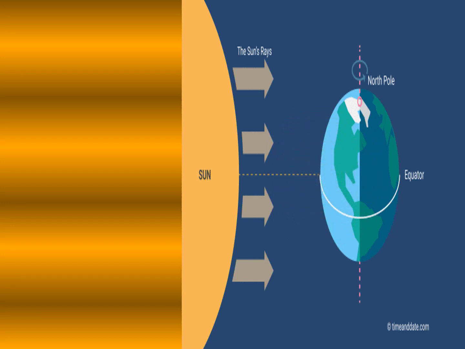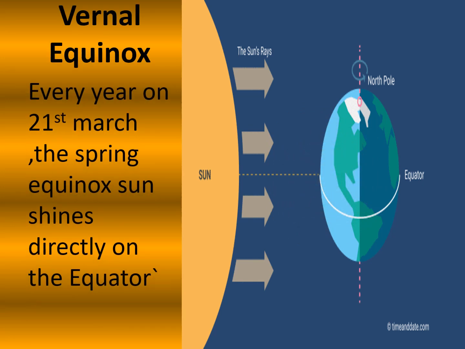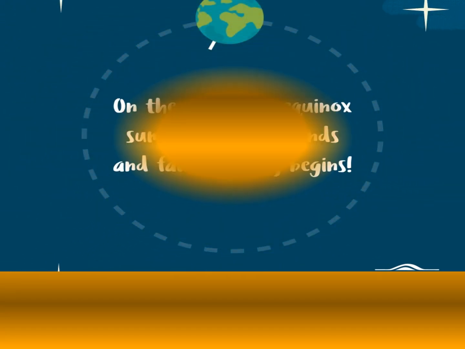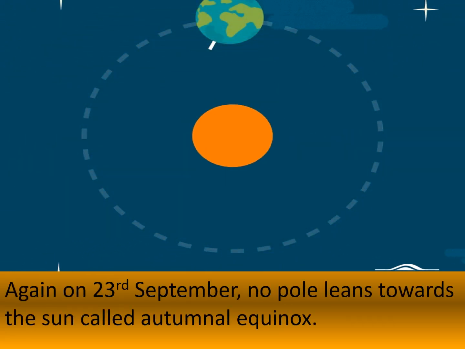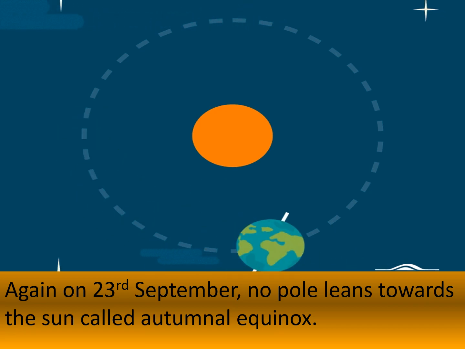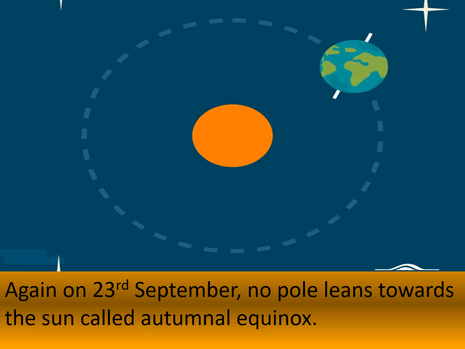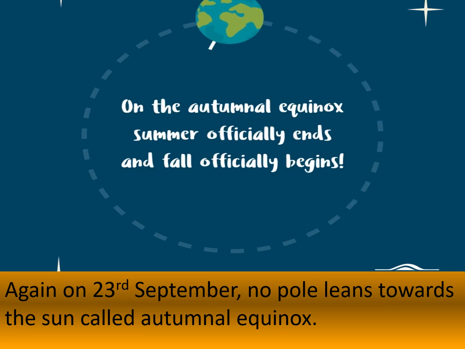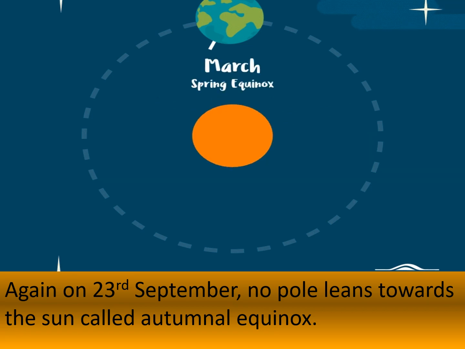Equinox are of two types. Vernal equinox. Every year on 21st March, the spring equinox, the sun shines directly on the equator. The northern hemisphere experiences spring equinox and the southern hemisphere experiences autumnal equinox. Again on 23rd September, no pole leans toward the sun and it's called the autumnal equinox. At the autumnal equinox, summer officially ends and fall officially begins in that place.